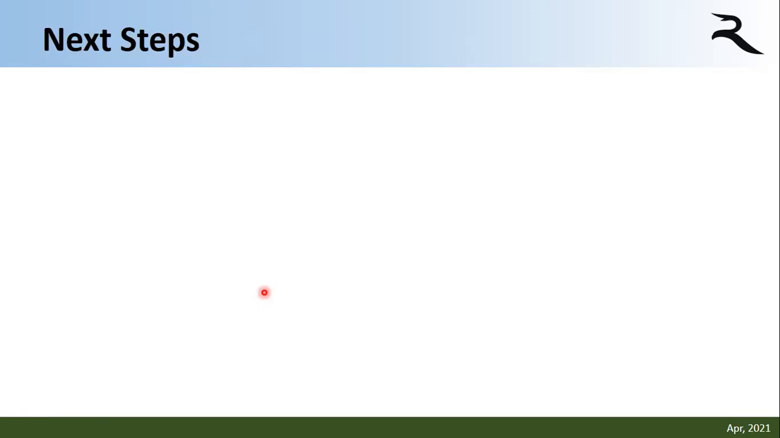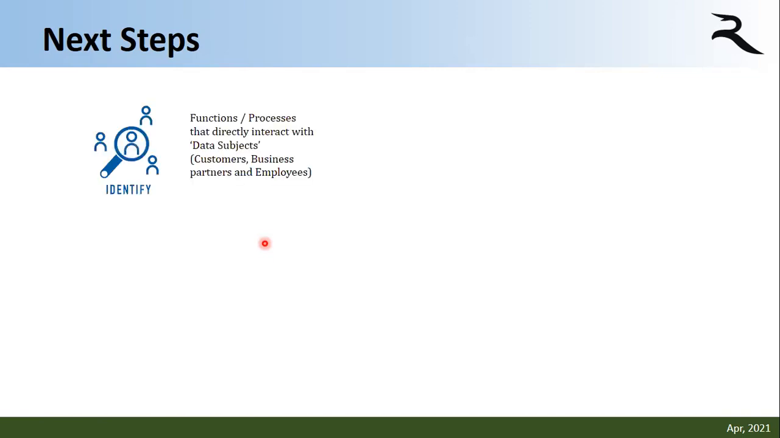So what are the next steps at a very high level? Okay. Once you get an awareness about GDPR, and once you have a team formed who will be looking at this GDPR compliance in your organization, what are some of the key steps? I'm just illustrating at a very, very high level. First, you identify those functions or processes that directly interact with the data subjects, be it customers, vendors, or employees.